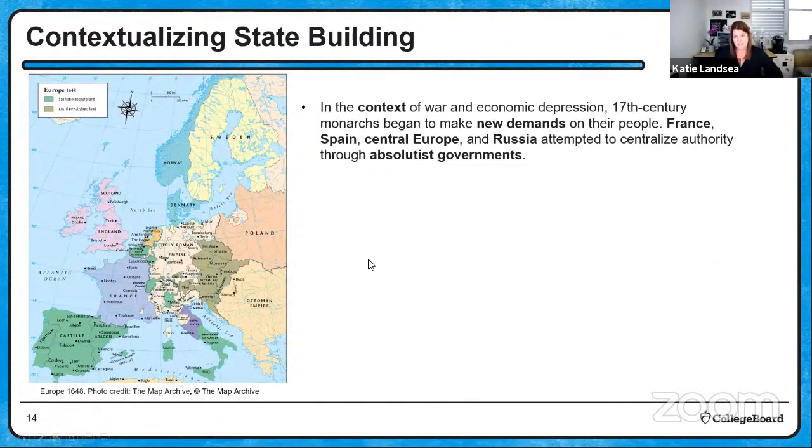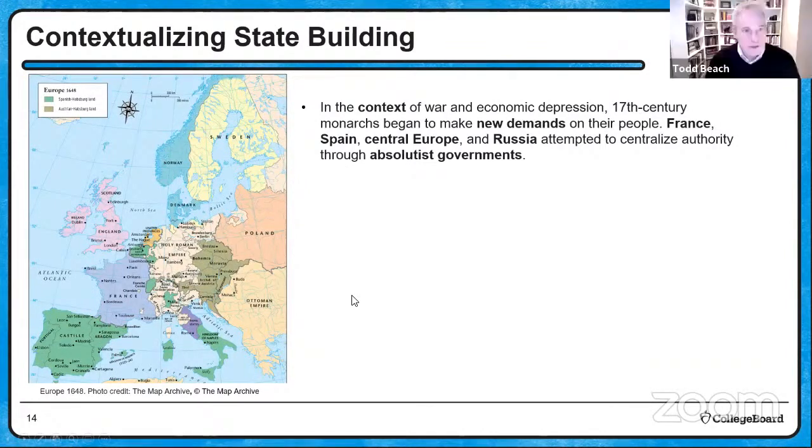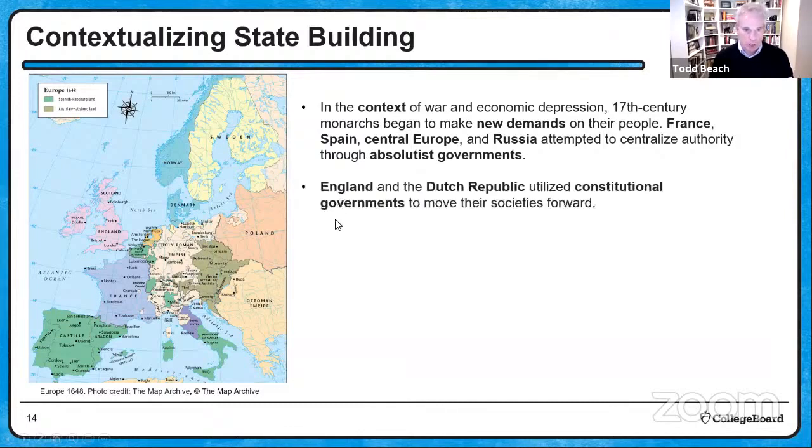So Todd is going to start off with contextualizing state building. We're going to talk about absolutism. Think about what's going on: the church has been the authority, and now monarchs are trying to wrestle back some of that political authority throughout Europe. In the context of war and economic depression, these monarchs began to make new demands on their people. France, Spain, Central Europe, and Russia attempt to centralize authority through these monarchs.